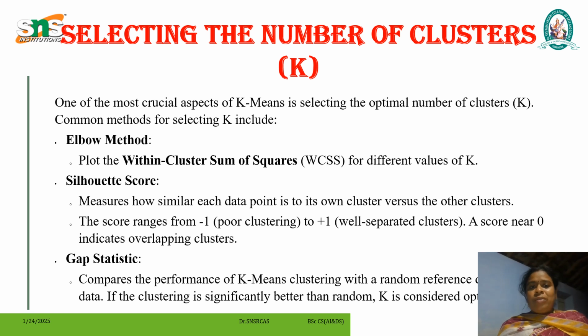Next one, silhouette score. It measures how similar each data point is to its own cluster versus other clusters. The score ranges from -1, poor clustering, to +1, well-separated clusters. A score near 0 indicates overlapping clusters. Next one, gap statistic. Compare the performance of K-means clustering with a random reference distribution of the data. If the clustering is significantly better than random, k is considered optimal.